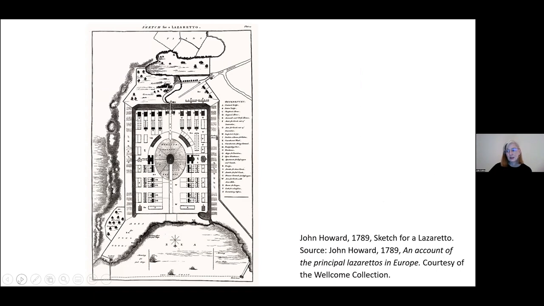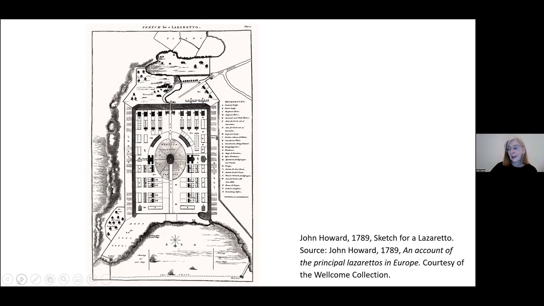Today, I'm going to focus on the way classification, in particular binary classification systems, such as healthy and sick, male and female, dirty and clean, were embodied in the buildings designed for the treatment, and the way these reinforced inequities through the bricks and mortar of our world.